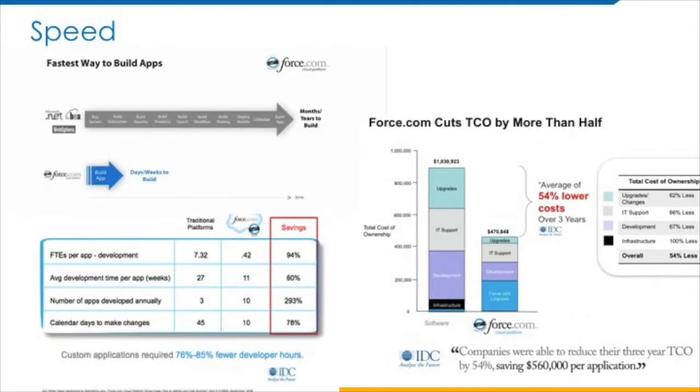Talking about the speed of development, if you have to develop an application on platforms like .NET or WebSphere, and if it takes months and years to build that application, the same application will take just days or weeks on the Force.com platform. Take a look at the table below. The average development time per app in weeks is 27 in traditional platforms, 11 in the Force.com platform. Number of apps developed annually is 3 in traditional, 10 in the Force.com platform. So there's a huge percentage saving in terms of time and effort.